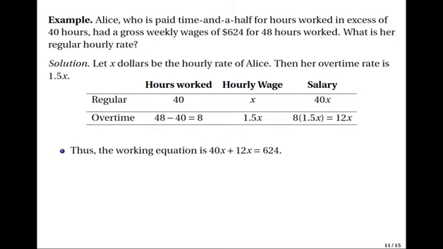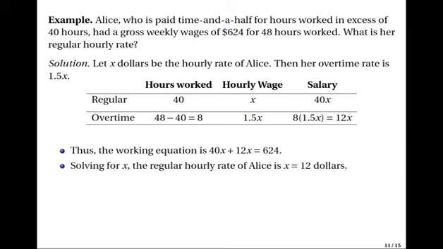So now we have a linear equation. We just solve for x. We combine this: 40 plus 12 becomes 52x. Then if you divide 624 by 52, you'll get x equals 12. So this means we have a candidate. The regular hourly rate of Alice is $12.